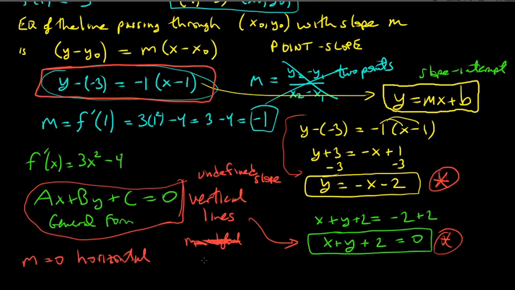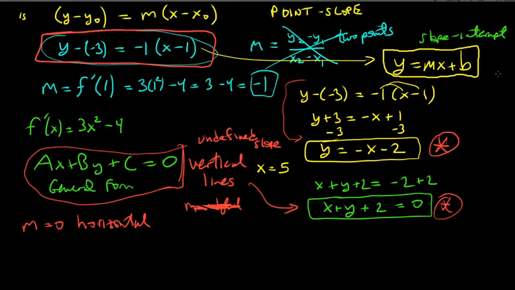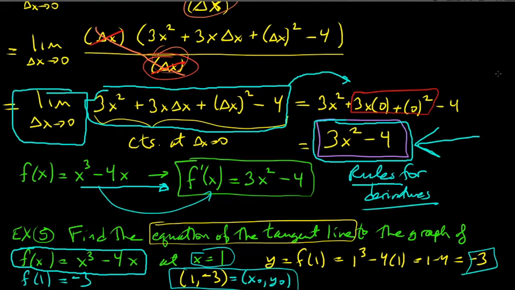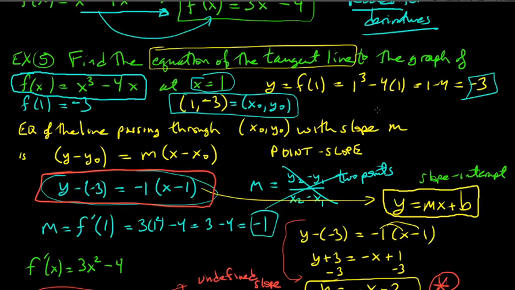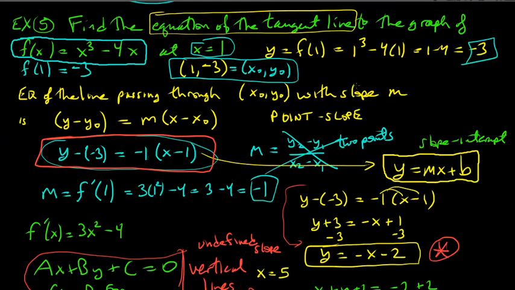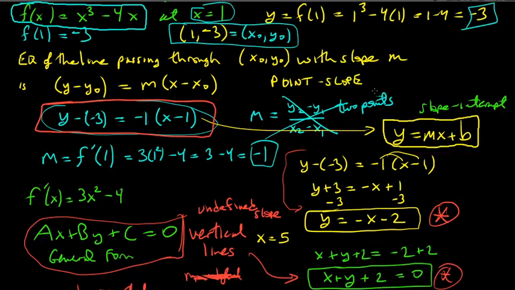Vertical lines usually have equations like x equals 5. Much simpler, right? But there's no m, and in fact there's no y either. Y could be anything. So that's just an application of this example. In Example 4, we found the derivative, and then we used the derivative to find the slope of the tangent line. Or, we'll do one more here.